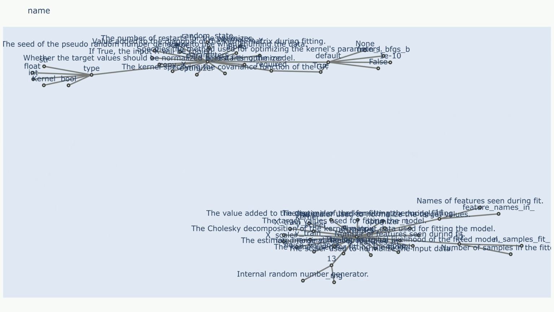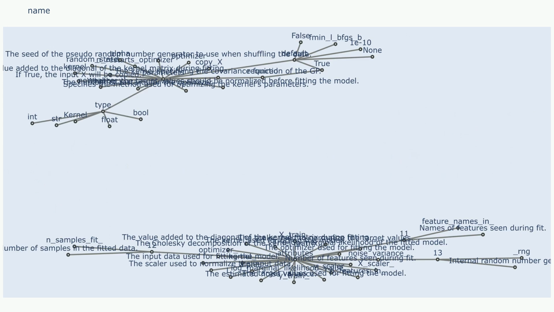Alpha specifies the mean function, often set to 0, indicating no prior knowledge about the mean. YAML alpha: 0.0. Optimizer selects the optimization algorithm for finding the best kernel parameters. YAML optimizer: fmin_l_bfgs_b. n_restarts_optimizer controls the number of random restarts for the optimizer. Increasing this value may improve the chances of finding a global optimum. YAML n_restarts_optimizer: 10.